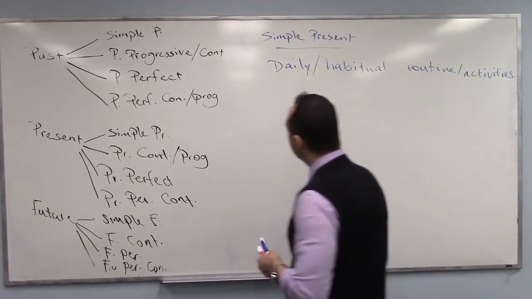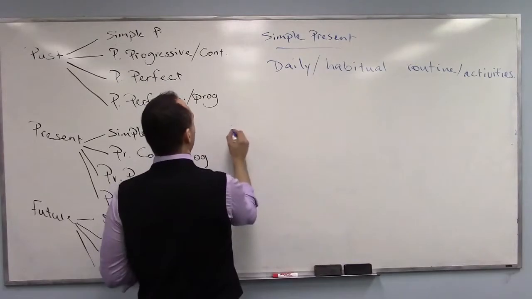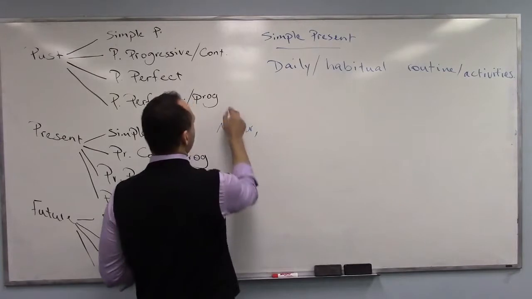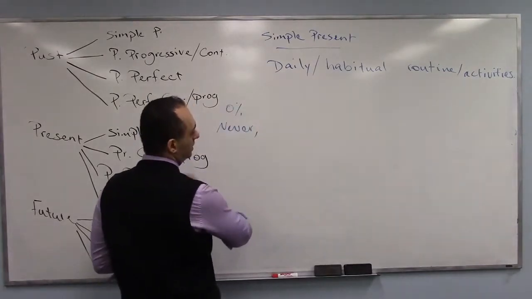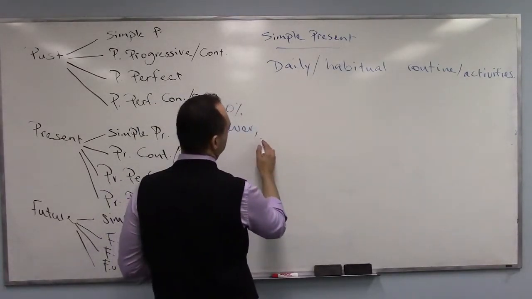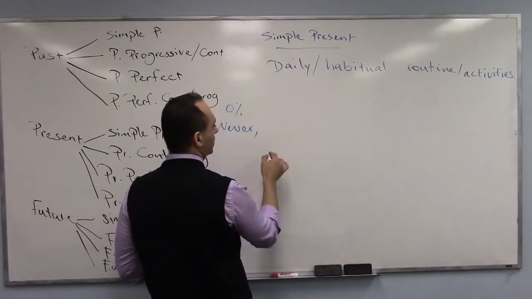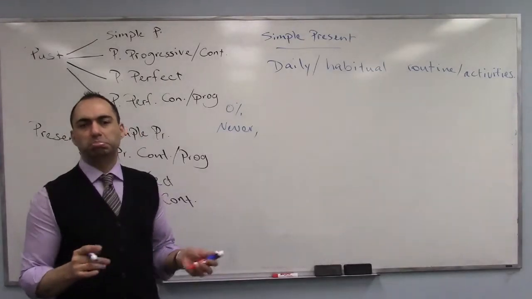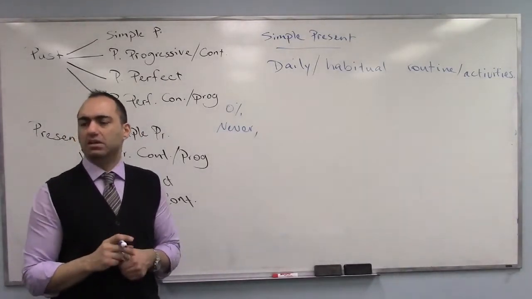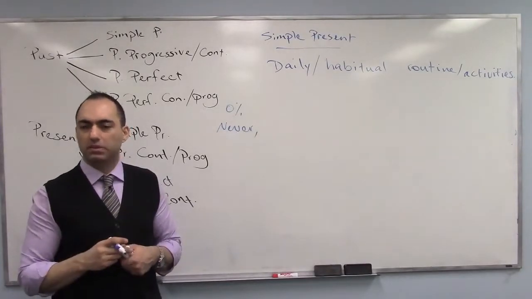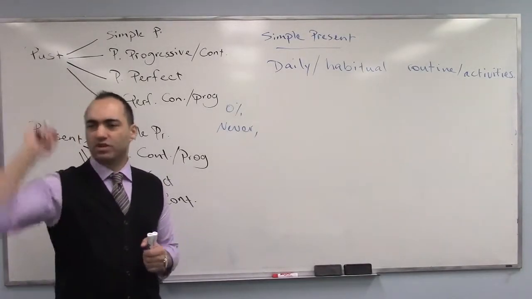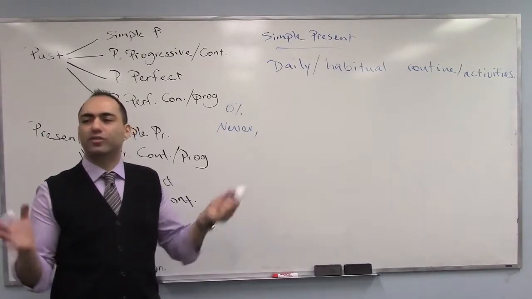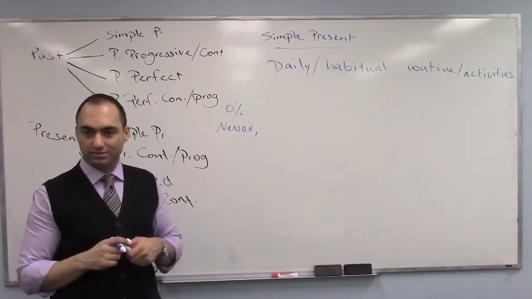Because we're talking about habits. We start with never, right? Never means 0%, right? Yes. Then, after never. I never go. Really? I never go skiing. I never go shopping. No. I will never see her again. I never forget to do my homework.